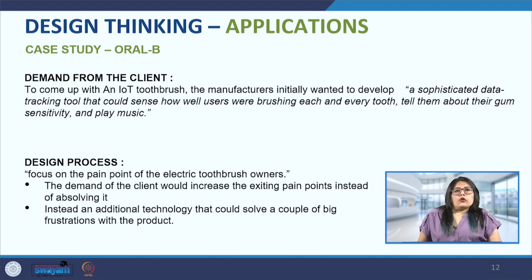So this is a toothbrush, which is Oral-B. It is a well-known company in the area of oral hygiene. And now in this particular case study we'll see what the initial goal was and what really ended up coming from this whole exercise. Now the demand from the client was to come up with an IoT toothbrush. The manufacturers initially wanted to develop a sophisticated data tracking tool that could sense how well users were brushing each and every tooth, to tell them about their gum sensitivity and also to play music.